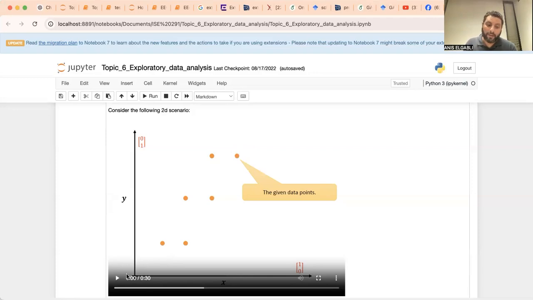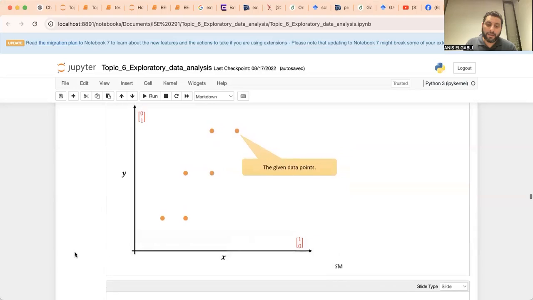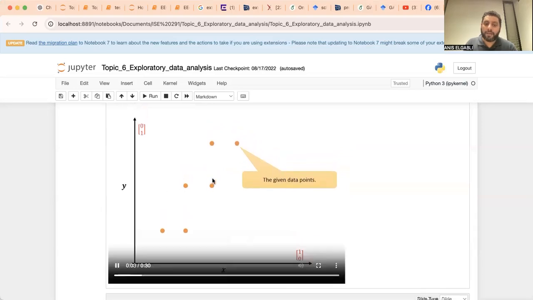We will see why. Let's assume these points here and let's project them onto x and y and see how much we lose in the distance between the points.